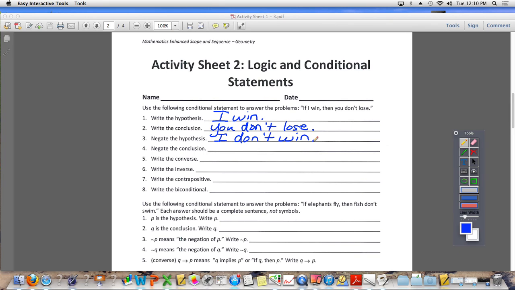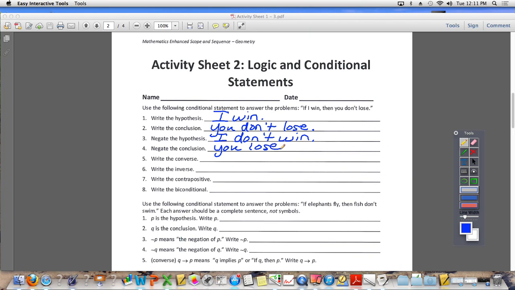Now it asks you to negate the conclusion. So the conclusion is that you don't lose. So how do I negate that? I got to take away the word don't. So what's it going to read if I take out the word don't? You lose.